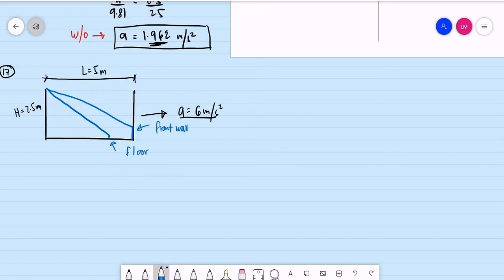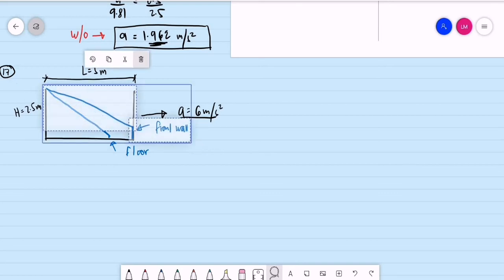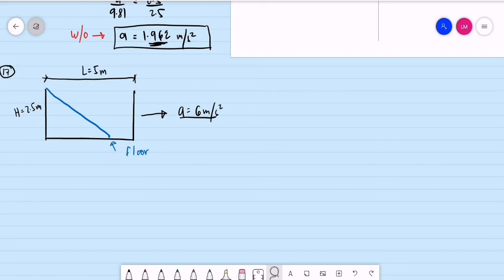So these are our two possible assumptions. I'll be using the second assumption. I'll be assuming that the front edge of the water is already on the floor of the tank. So this will be the remaining volume, let's say V sub R, the remaining volume of water inside the tank. How do we prove that this is the correct assumption?